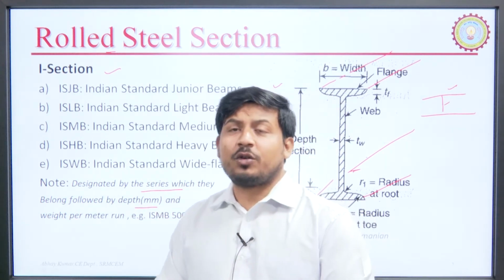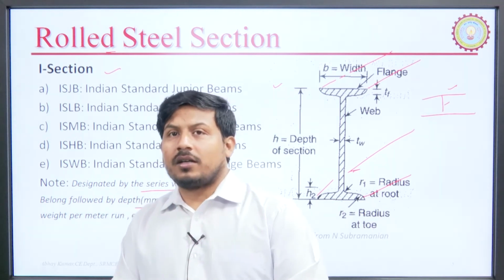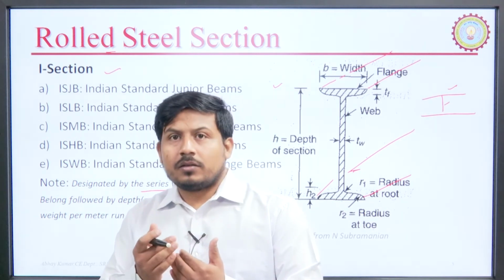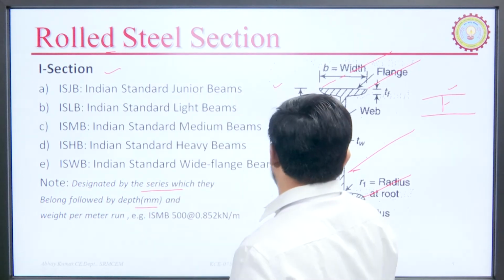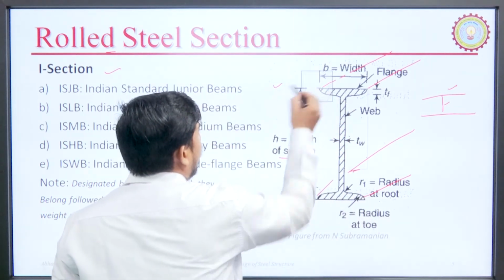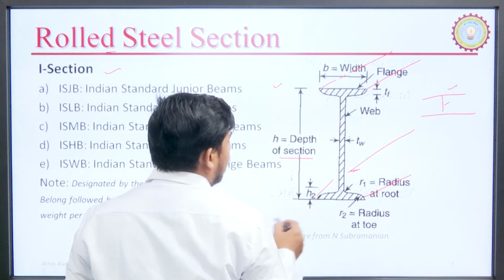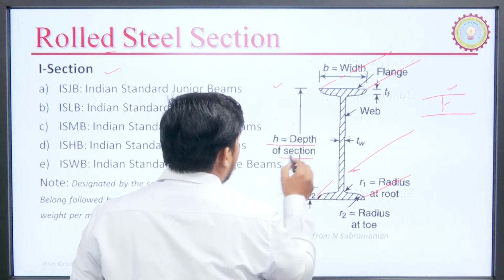It is really important to designate any section. It is a very important property of the section that is shown here. The depth is from the upper point of the flange to the lowermost point of this flange, and it is known as the depth of the section.